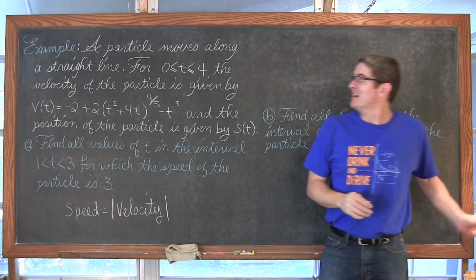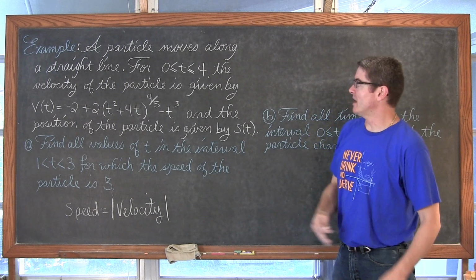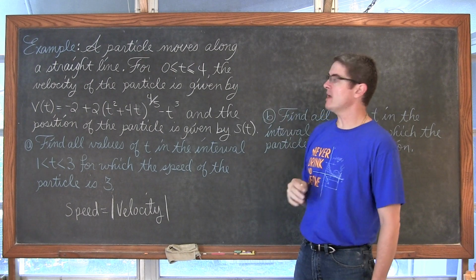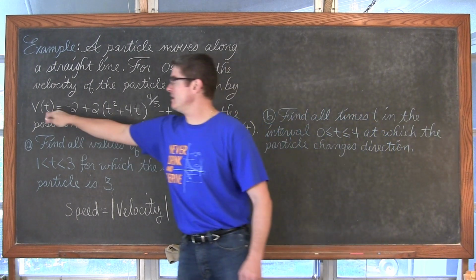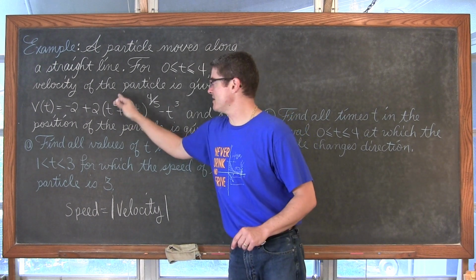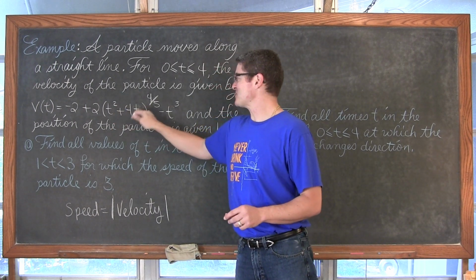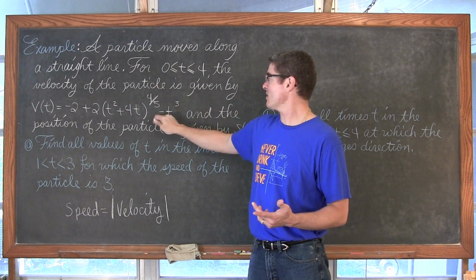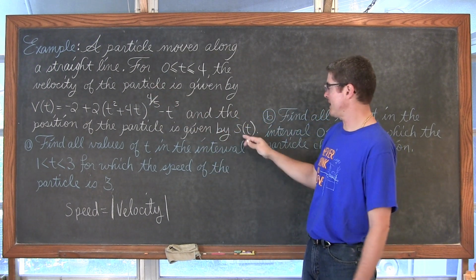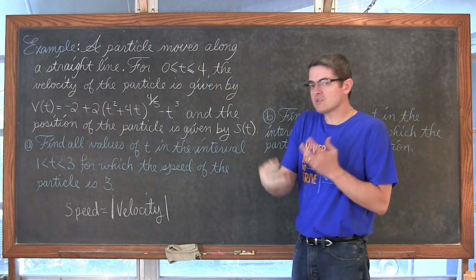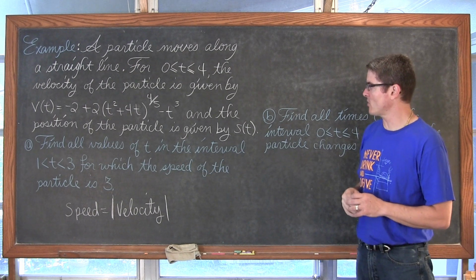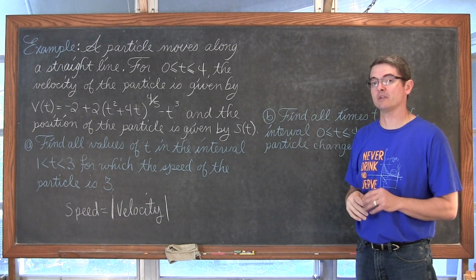Last example. A particle moves along a straight line. For t between 0 and 4 inclusive, the velocity of the particle is given by v of t equals negative 2 plus 2 times (t squared plus 4t) raised to the 4/5 power minus t cubed. And the position of the particle is given by s of t. We haven't talked about integration yet, and that was a part of this old AP exam question, so we're going to be focusing on velocity.